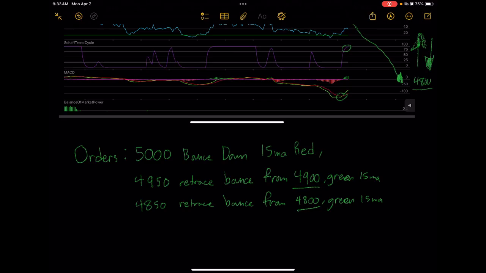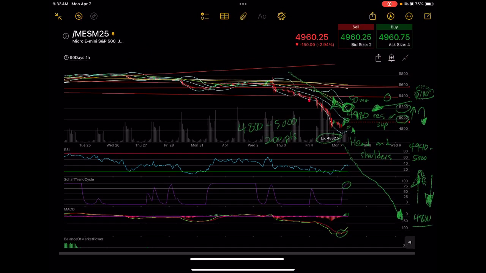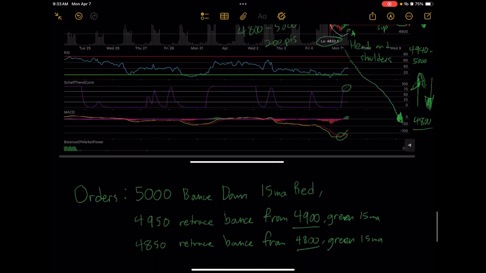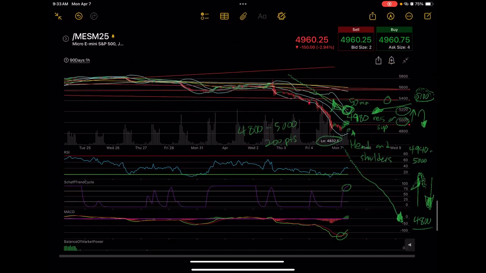But again, in my trading, if you don't have it written down or it's not part of the plan, don't trade. That's the safest way to go in this market. And if you do have a plan, have a stop against that just in case you're wrong. But these are the orders for today.